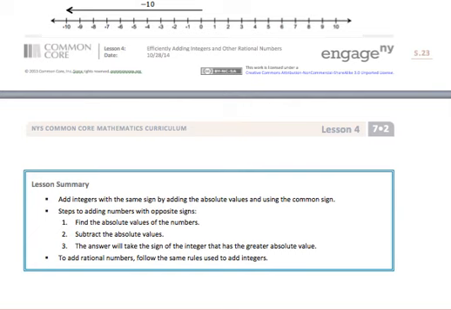The lesson summary for this lesson is very important because the rules for adding integers are extremely important to get straight before you start trying to subtract them, which we will do in lesson 5. Then continue on with the problem set to make sure that you have adequate practice.